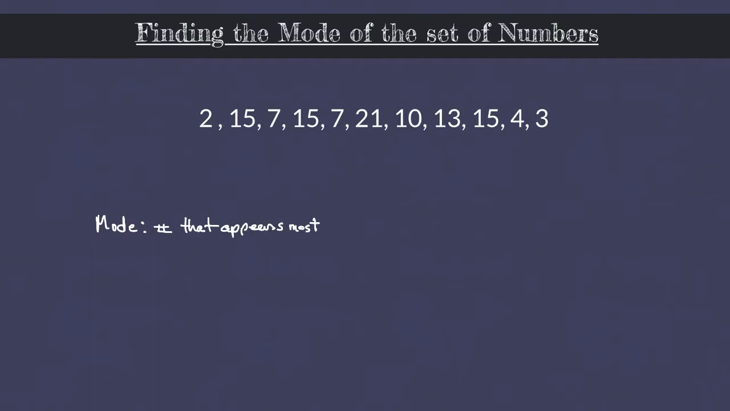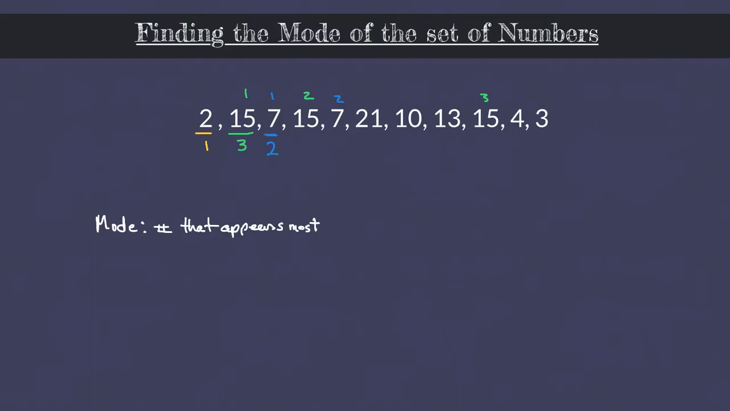So let's go ahead and look at the numbers that we have. Some people would sometimes write it in order from least to greatest, and that would help. But I'm going to go ahead and just count the amount of times I see each number. So the first number is 2, and I see 2 repeated once in this data set. The next number is 15, which is repeated 1, 2, 3 times in this data set. The number 7 is repeated 1, 2, so twice.